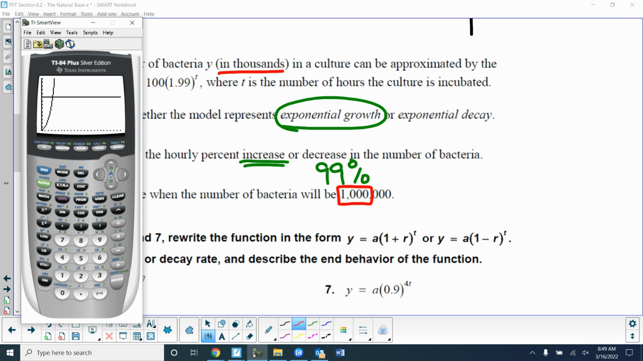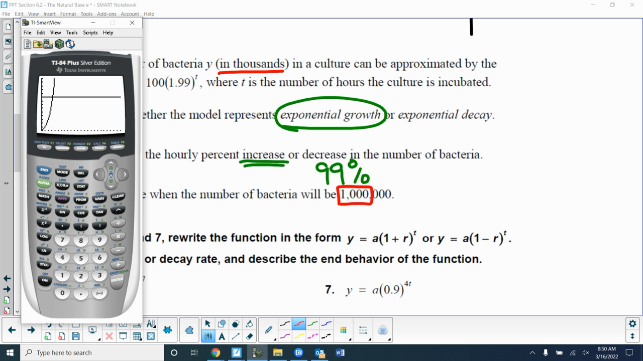All right. So I hit window to get from 0 hours to 24. I'm just thinking of a day. 1 by 1, so my hours. And then I started at 100 because that's how many bacteria we started with. And then I just went by hundreds. I wanted to make sure I was over 1,000, so I went to 1,500. I just had to think through that a little bit.